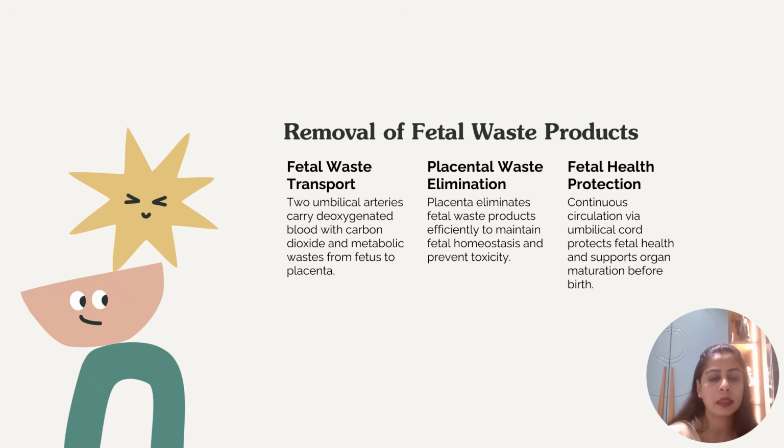Two umbilical arteries carry deoxygenated blood with carbon dioxide and metabolic waste from the fetus to the placenta. Just like humans breathe out carbon dioxide and create waste after eating, a baby does too. Two umbilical arteries act like outbound lanes on a highway. They carry used blood, which contains carbon dioxide and other waste products, away from the baby and back to the placenta.